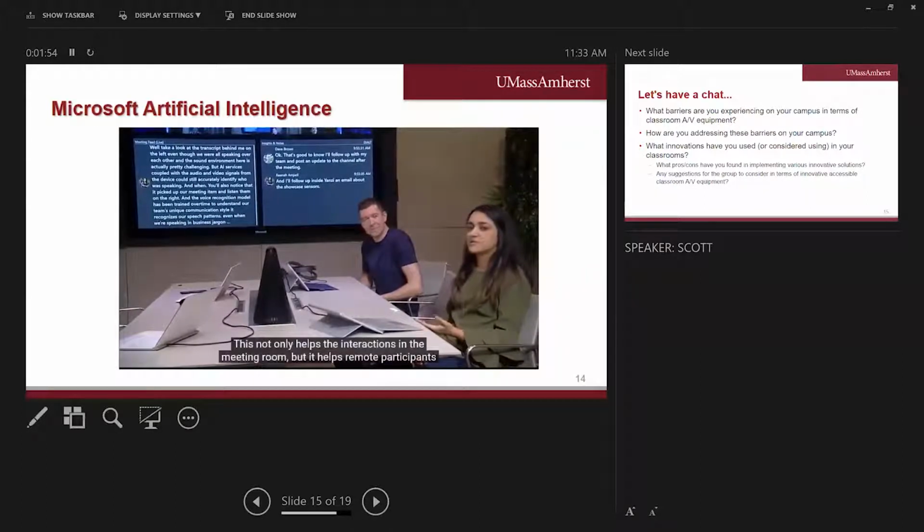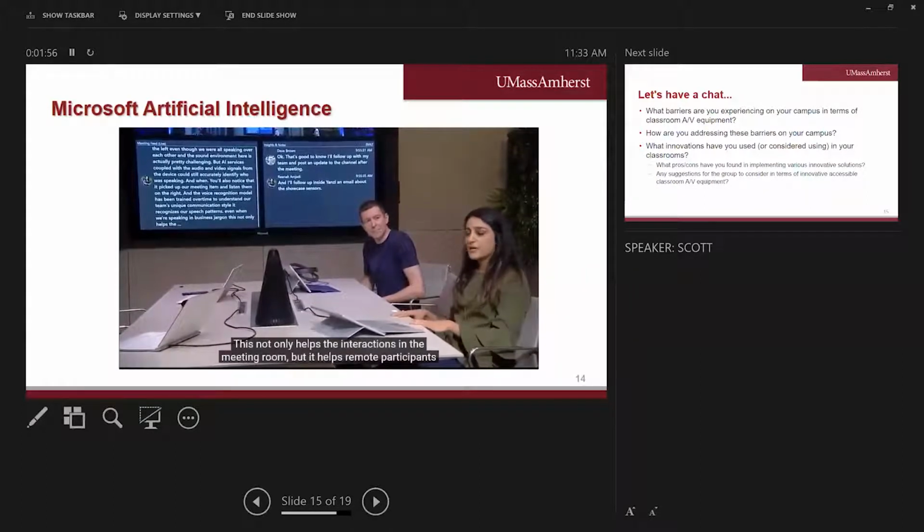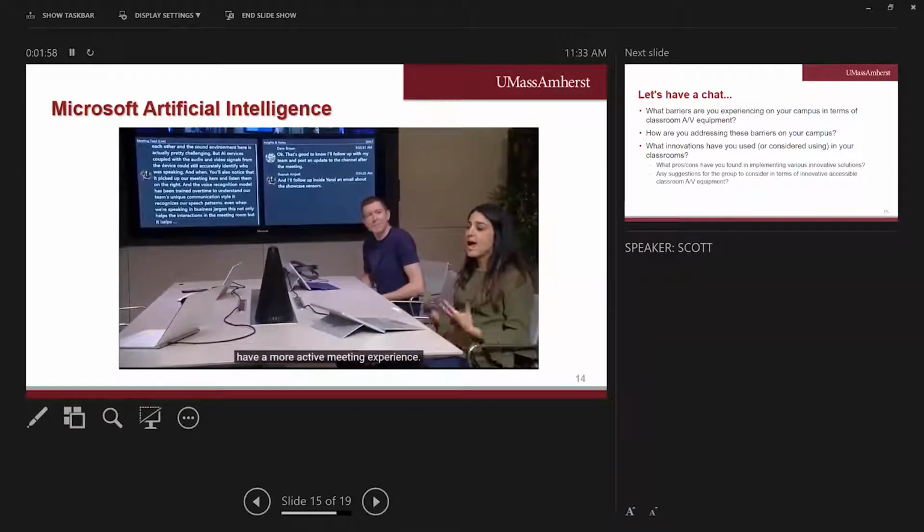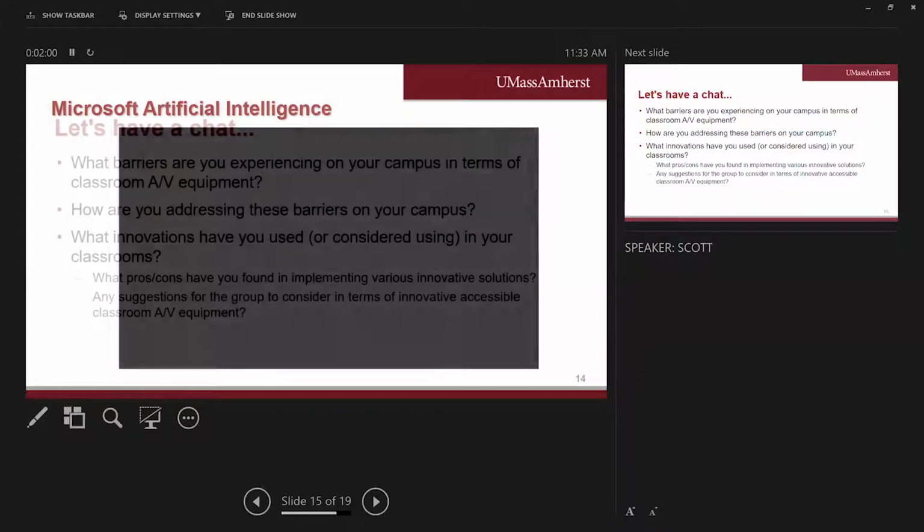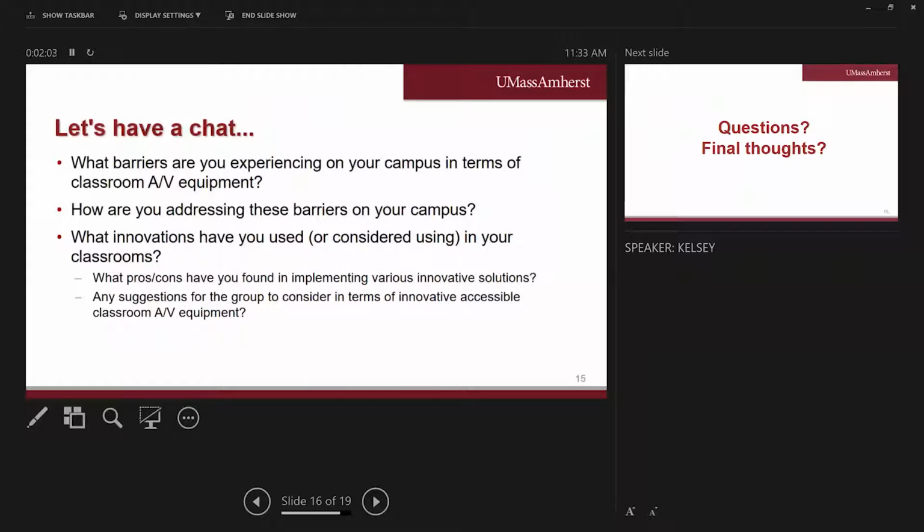This not only helps the interactions in the meeting room, but it helps remote participants have a more active meeting experience. So one of the things that we cut it off for a reason there is it also can do live translations. So while it's taking those meeting minutes, it could then also translate that for those that have chosen a different language. So these are the things that we're really trying to work on at UMass Amherst and AV.